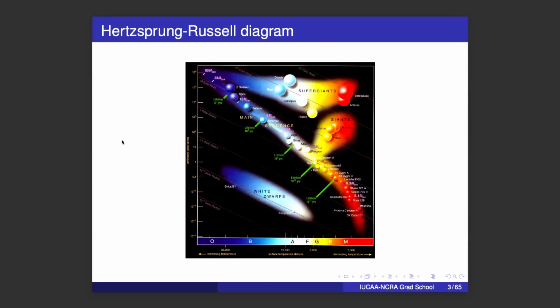But what you see here is a sequence in mass. So the lowest mass stars will be at this end, and the highest mass stars will be at that end. Do you think this represents purely the Stefan-Boltzmann law? There's a drop off there.